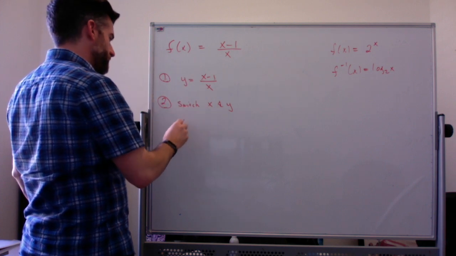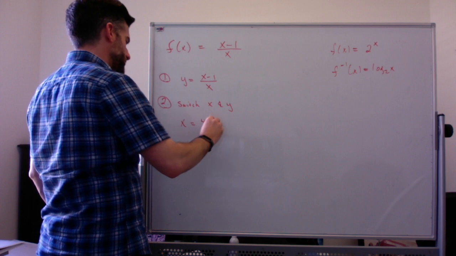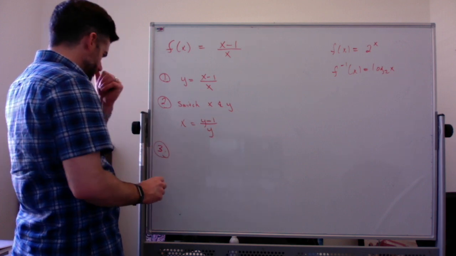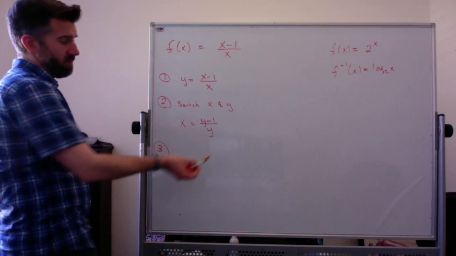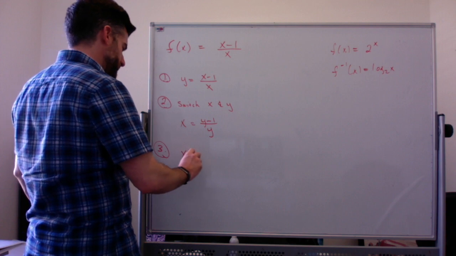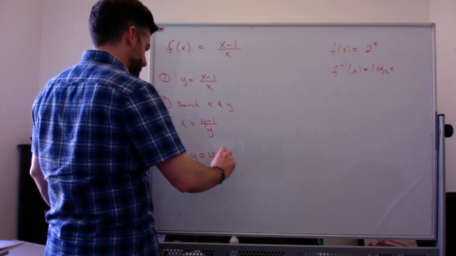Switch x and y. So x equals y minus 1 over y. And then we're going to solve for y, which is not always easy. My usual plan of attack, if I have a fraction, is to not have a fraction. I'm going to multiply everything by y. So x times y equals y minus 1.